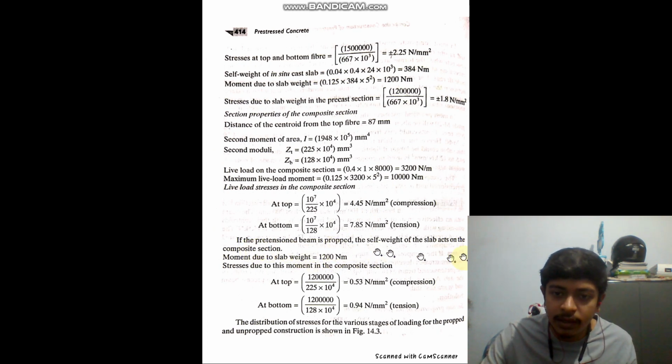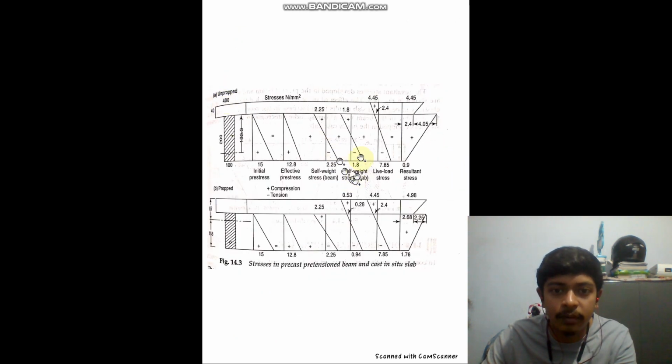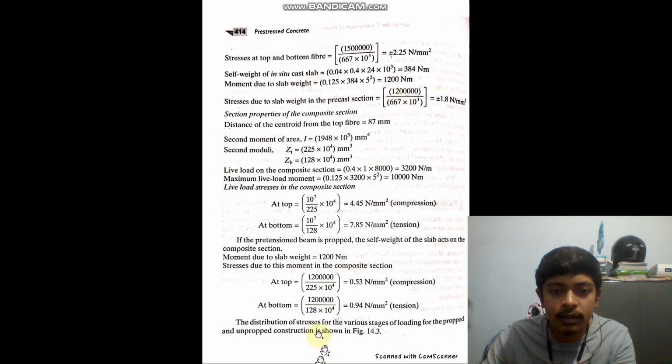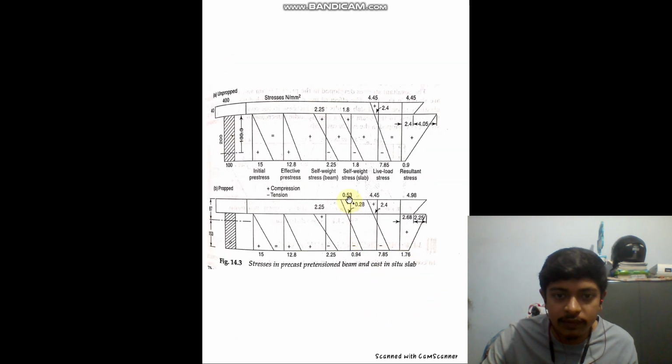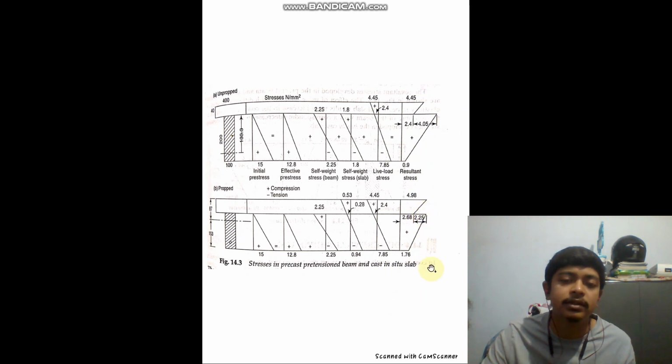Now you are considering the propped condition again. Like the 1.8 you found in the unpropped case, you have to find it in the propped condition. The same moment you are using, 1200 Newton meter, multiplied with 10 to the power 3 to make it Newton millimeter, and then applying ZT at the top and ZB at the bottom, you find the respective stresses, 0.53 and 0.94. Finally, when you add all of them up, you get a resultant stress diagram like this.